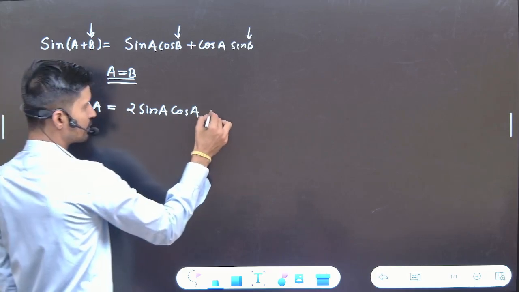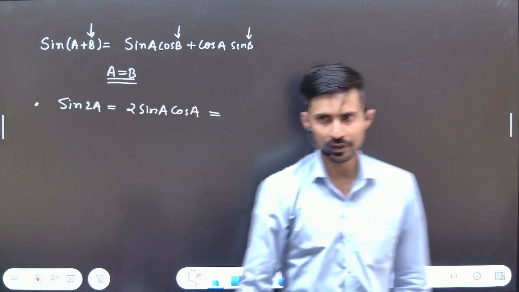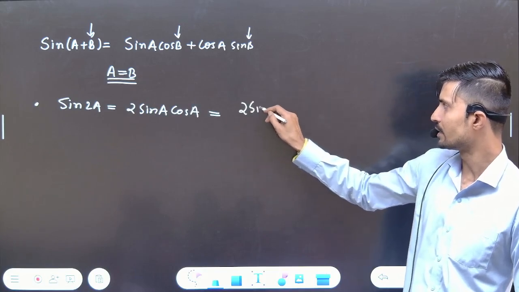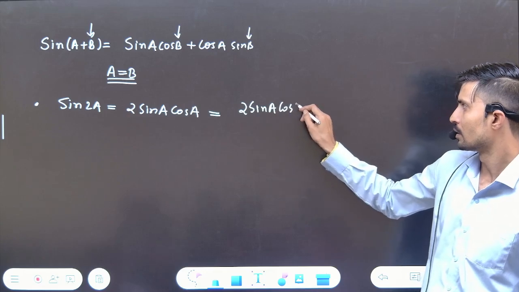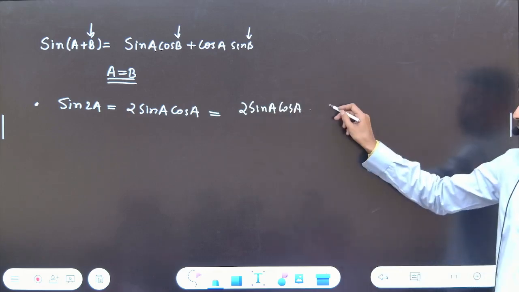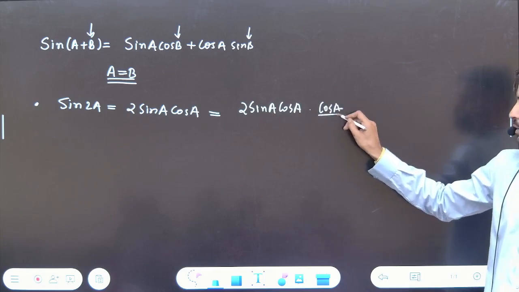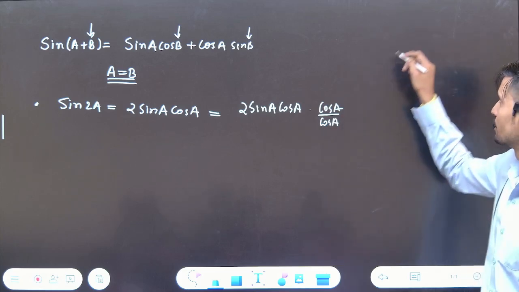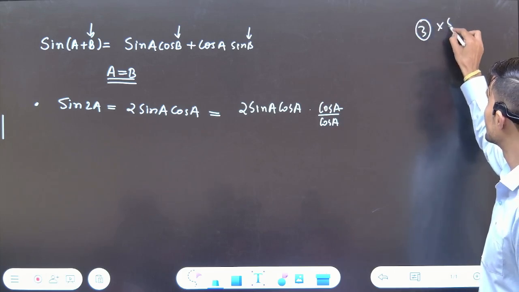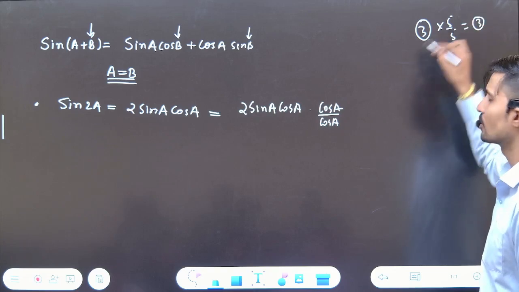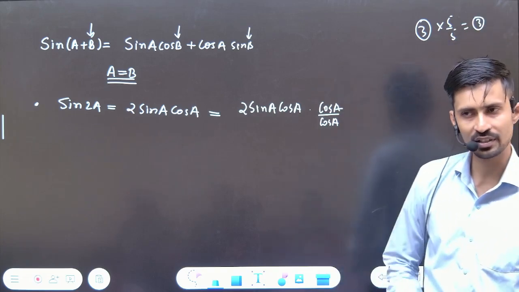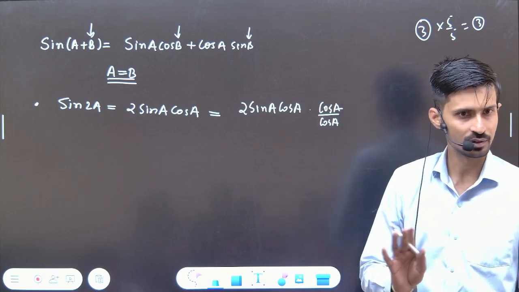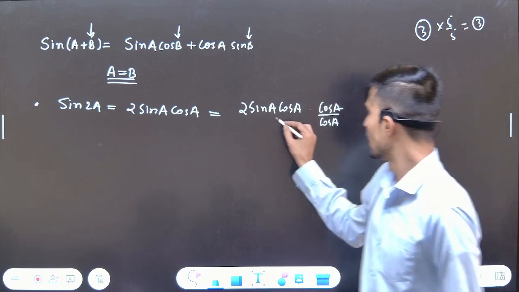Now, one more way we can write this formula. We have 2 sin A cos A. Here I am going to multiply and divide by cos A. Suppose the number is 3. I multiply and divide by 5. Tell me, is that number still 3 or not? So any number we can multiply and divide by the same number. No change.